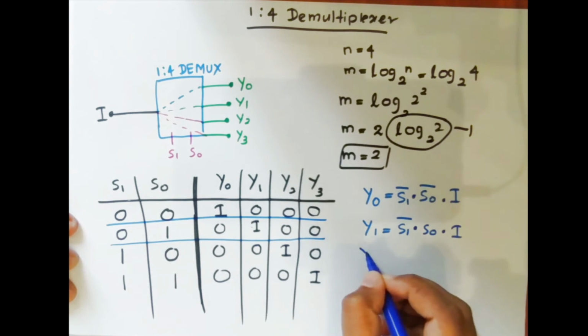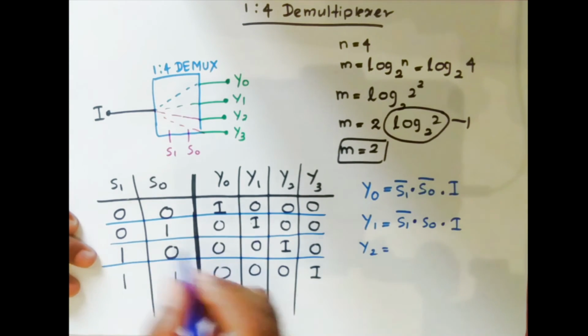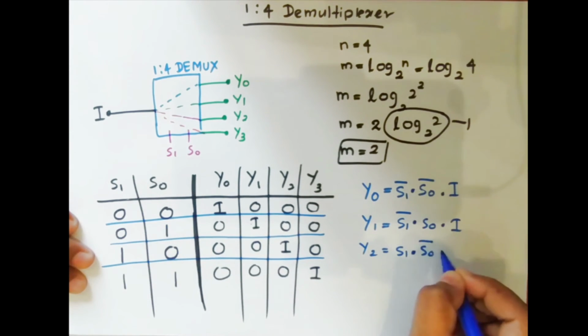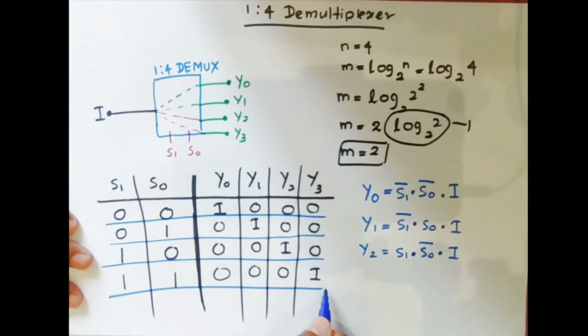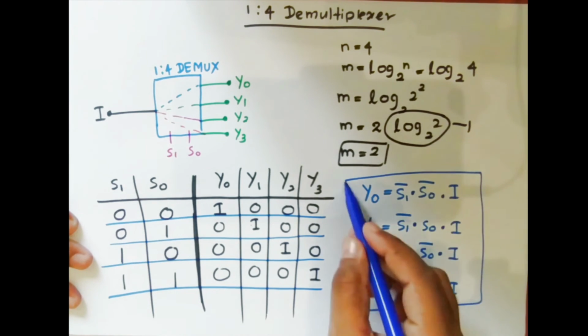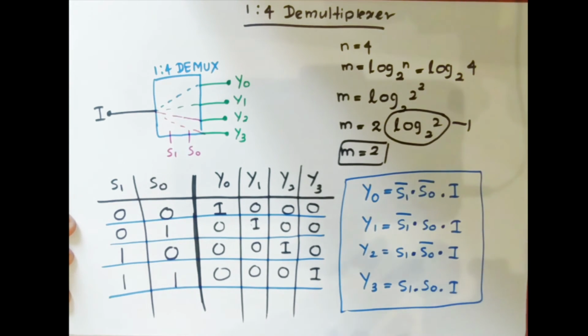And for y2, we can get the expression with the third case. S1 is 1, so S1, and S0 is 0, so S0 bar and I. And for y3, we can get the expression from the last case. So y3 is equal to, S1 is 1 and S0 is 1, so S1 and S0 and I. So these are the expressions for the 4 outputs, and we can demonstrate them in our simulator.